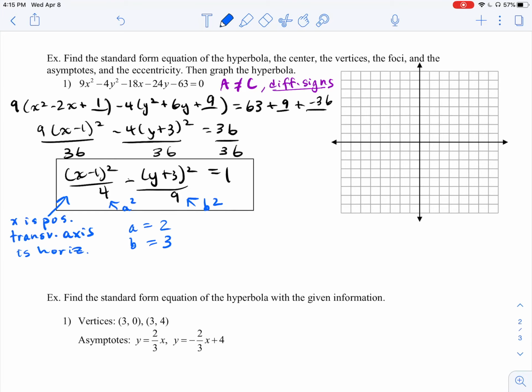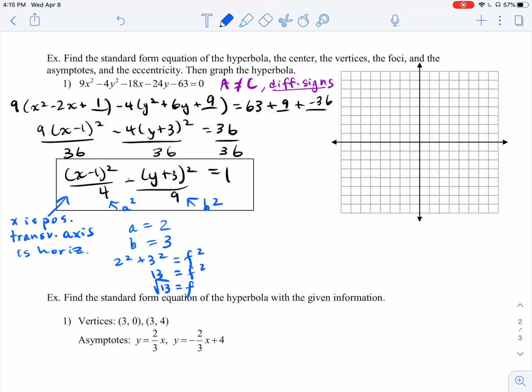And while we're at it, let's find our f value. We know that a squared, 2 squared, plus 3 squared is equal to f squared. F squared then has got to be equal to 13. That means f is just equal to root 13. We don't have to worry about plus or minus because f is a distance.